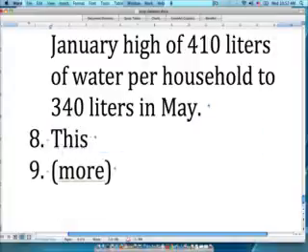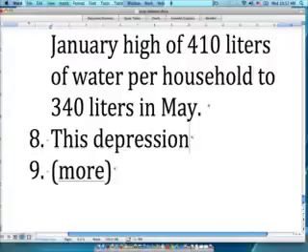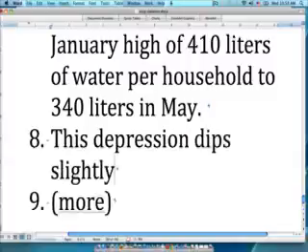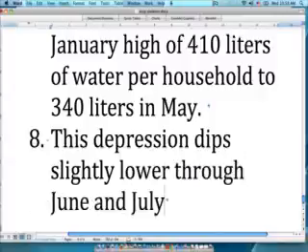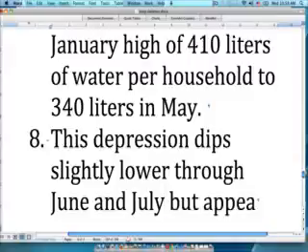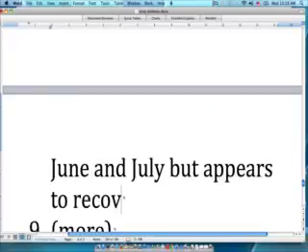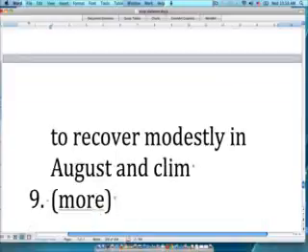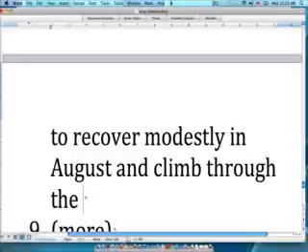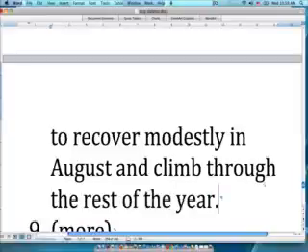So let's refer to this depression, and this depression is referring to the drop that we talked about in the first sentence. This depression dips slightly lower through June and July, but appears to recover, we'll say, modestly, we'll use the word, in August, and climb through the rest of the year. Okay?